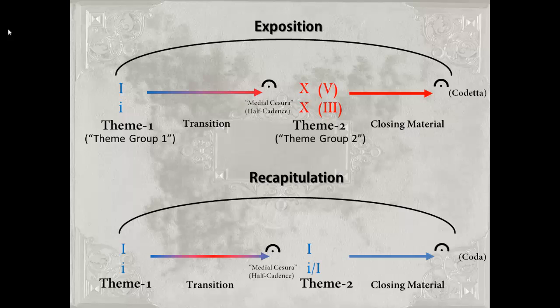After the second recap medial caesura, you'll hear theme group 2 and the closing material again, but now in the tonic key. And when you hear the cadence at the end of the closing material, that's when you know the piece proper is over. Anything you hear after that is what we call a coda, which is usually just a little bit of material at the end to close the piece off.